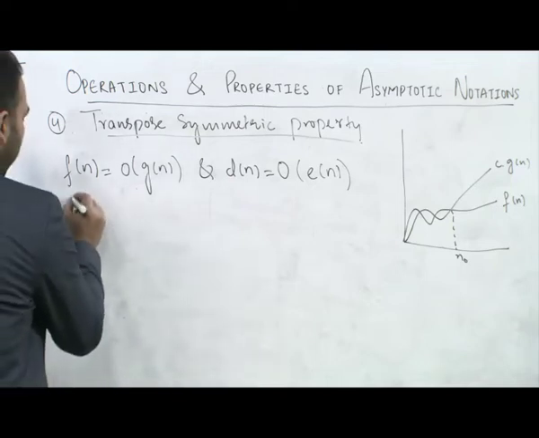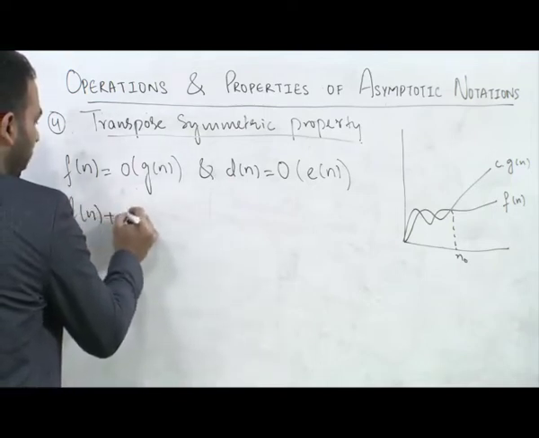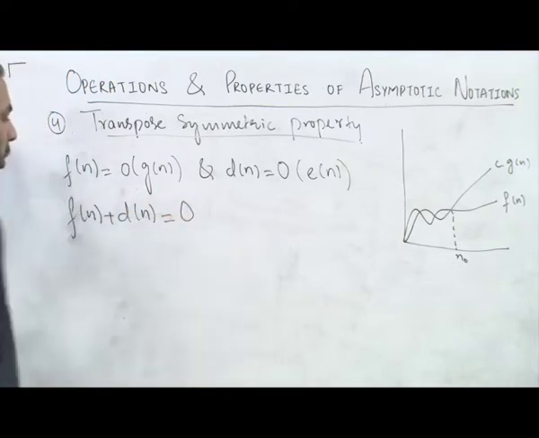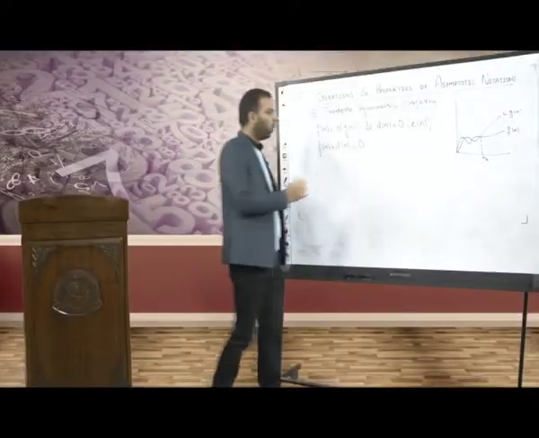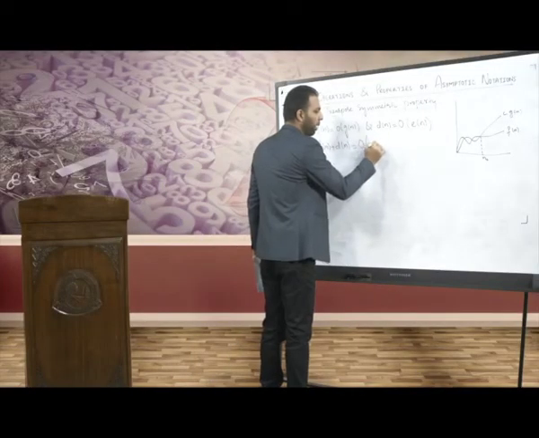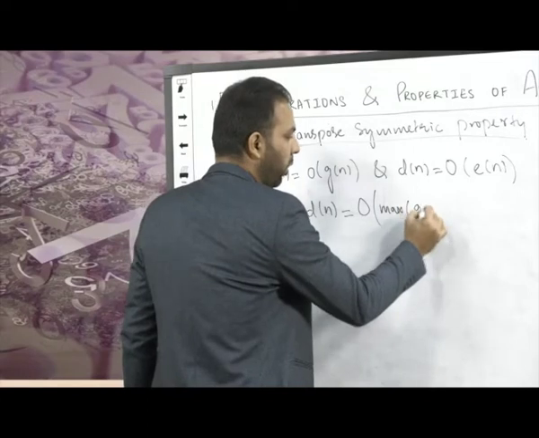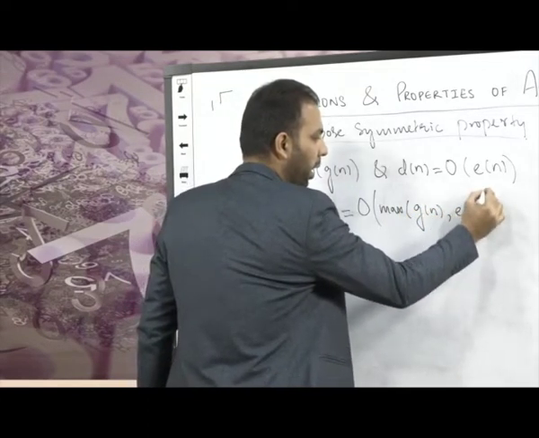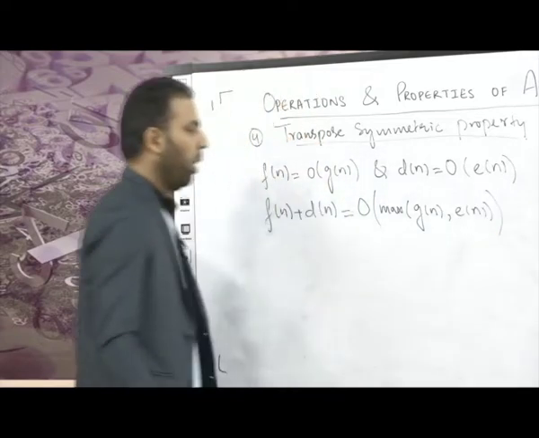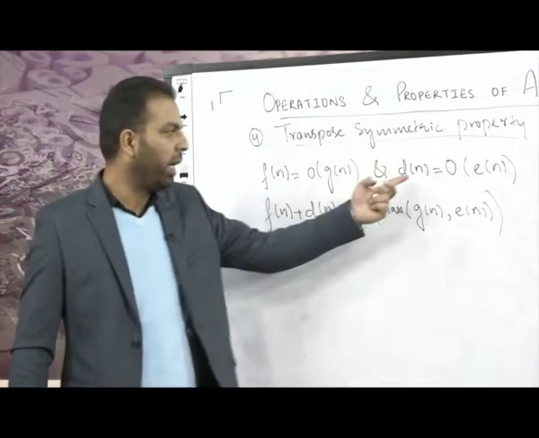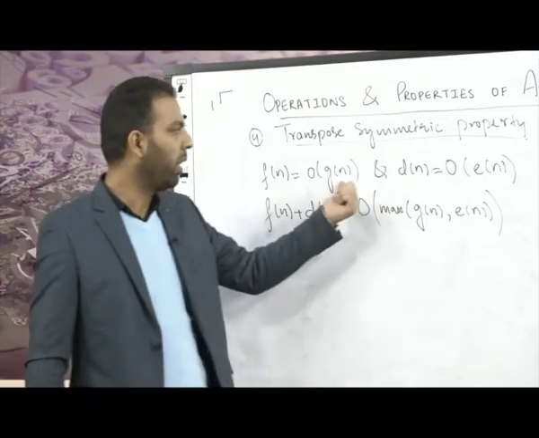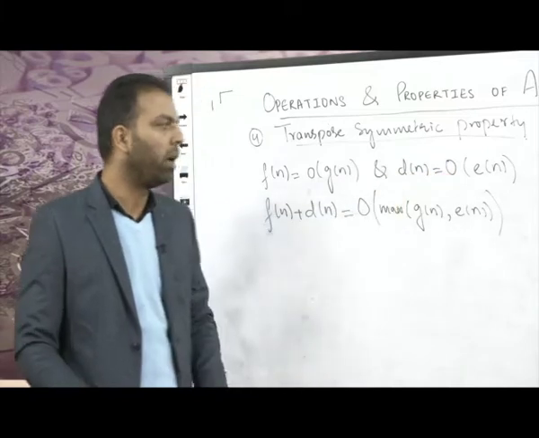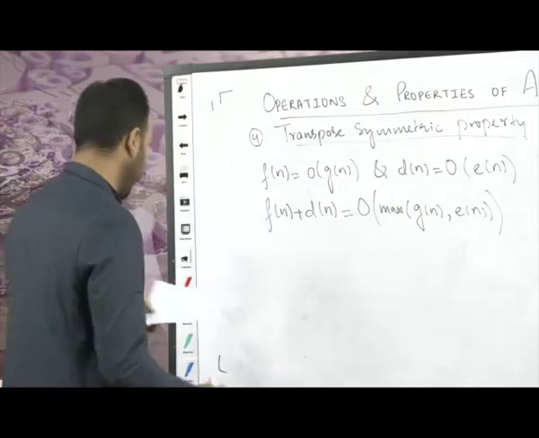Now what will happen if we add these two? If we add f of n plus d of n, what will be the order of that? So the order will be maximum of g of n or e of n. So if we add f of n and d of n, their order will be whichever is greater among these two, g of n or e of n. So we will see an example.